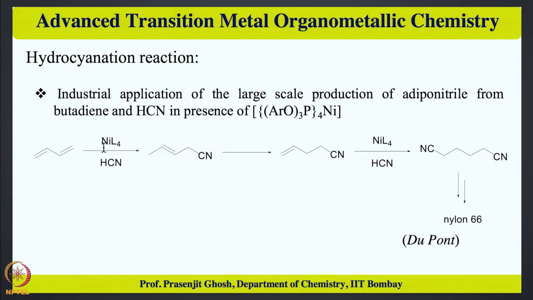So, in that way hydrocyanation is a very utility oriented reaction which has found its application in industrial scale processes. One such example is the large scale production of adiponitrile from butadiene and HCN, which is further used for the preparation of nylon 66 by DuPont. This is a beautiful example of bench to industry translation of this chemistry, where hydrocyanation is used for preparing the substrate for producing nylon, and nylon has great utility in fabric and other applications in society. Let me illustrate this with this example.